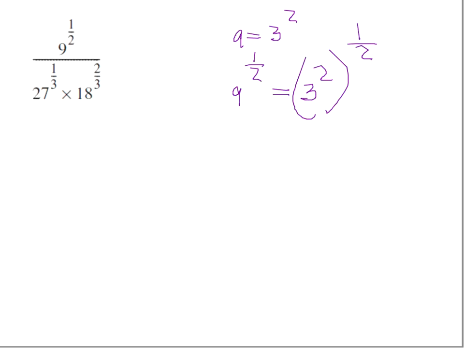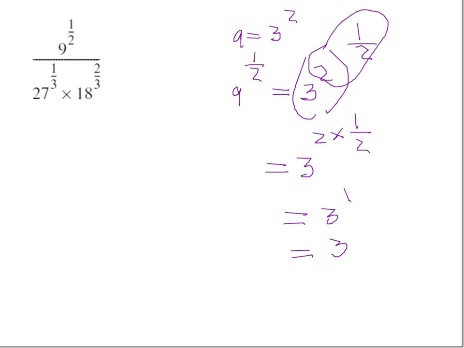half. And why is it good? Because now we have to multiply these indices, and 2 times half gives us 1. So it's the same as 3 to the power of 2 times half, which gives us 3 to the power of 1, which is just 3. So that expression at the top gives us just 3.